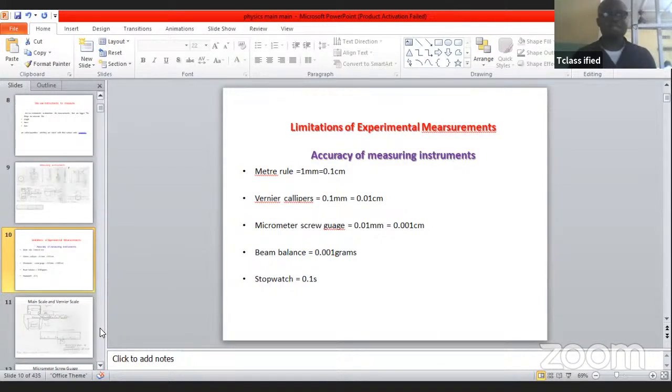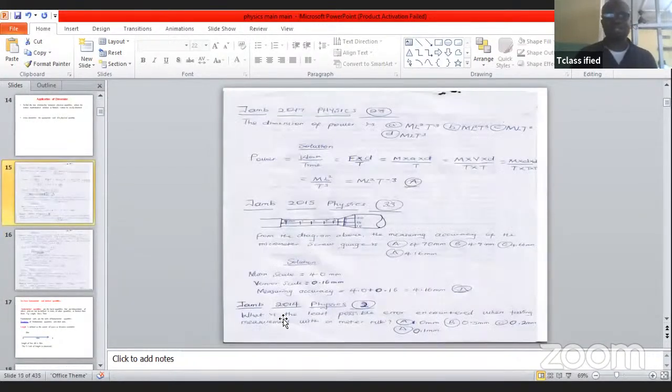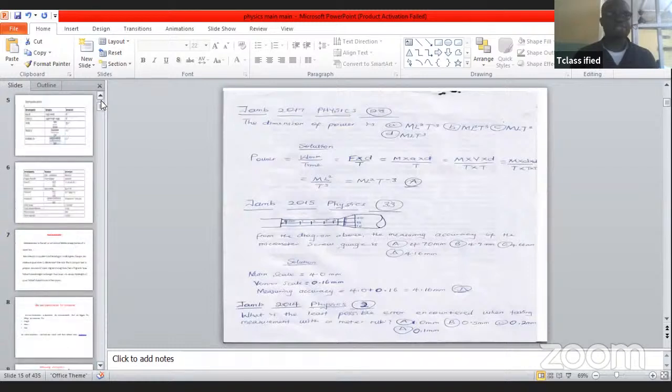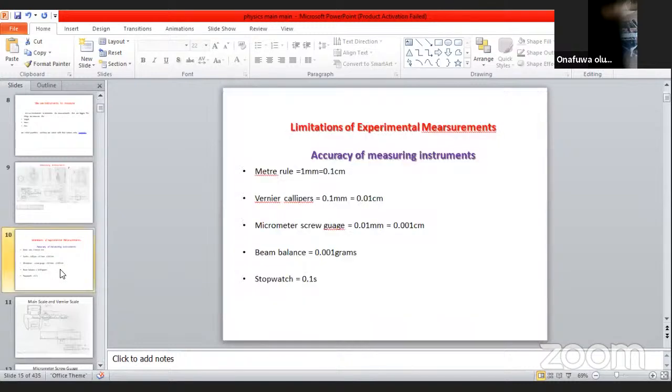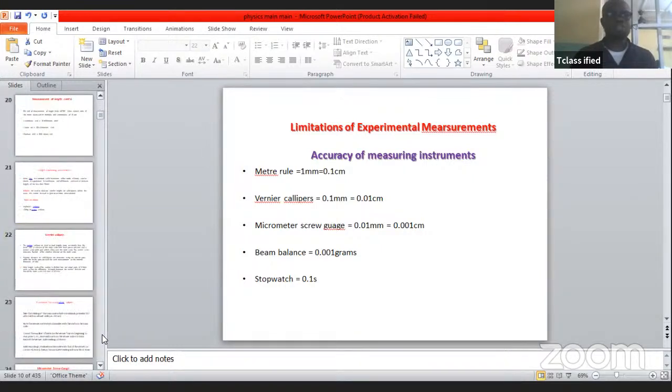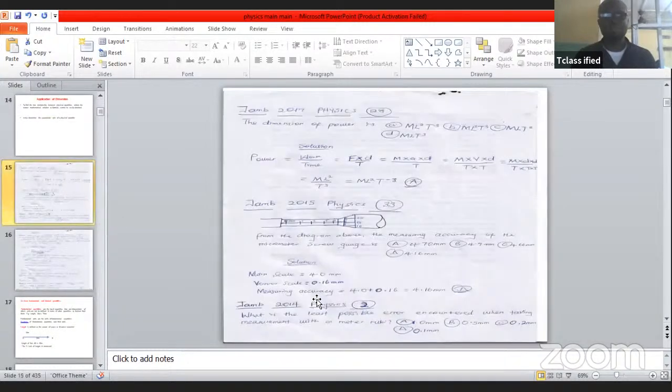So with this now, let's get back to the question and know the answer. So what is the accuracy for meter rule? Let's make sure we are picking the right answer. You have 1 millimeter or 0.1 cm. So you can see it here. Option A is 1 millimeter. And that is the answer.